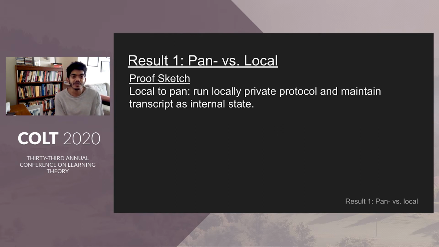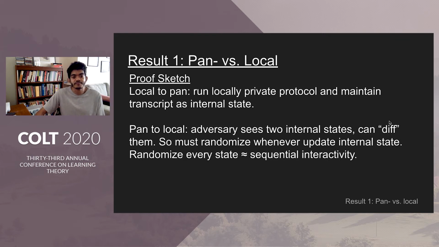You just run the locally private protocol and maintain its transcript as your pan-private algorithm's internal state. Because it's a locally private protocol that you started with, that transcript is always going to be a differentially private function of the data so far. So not only is this pan-private algorithm that just simulates the local protocol pan-private against two intrusions, it's pan-private against an arbitrary number of intrusions. It can maintain this transcript as like a public object and still be pan-private. So that's one direction, the easy direction.